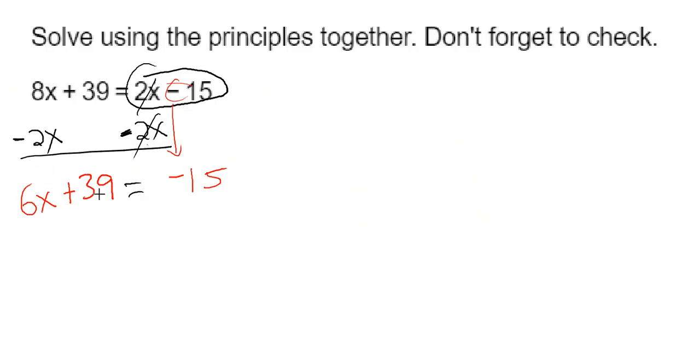All right. And so, same as we did before, to get rid of the plus 39, to cancel out a plus 39, we will subtract 39 from both sides. All right, that's balanced out. The 39s are going to cancel out.